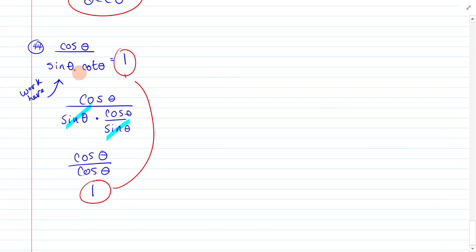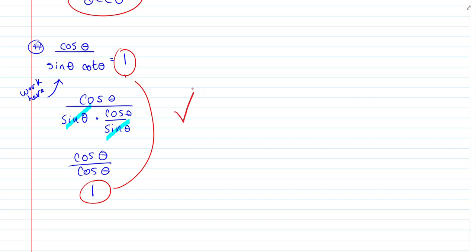Cosine theta over sine theta times cotan theta equals 1. So I'm going to change this bottom into sines and cosines. Sine times cosine over sine. Those mark out. I am left with cosine over cosine, which is 1. So you could have a million different identities to verify. The more you practice, the better you will be.